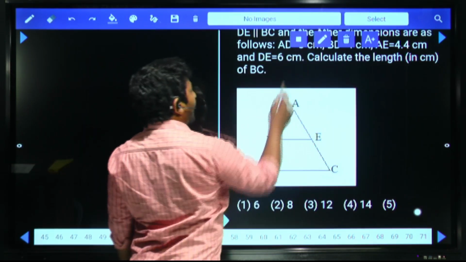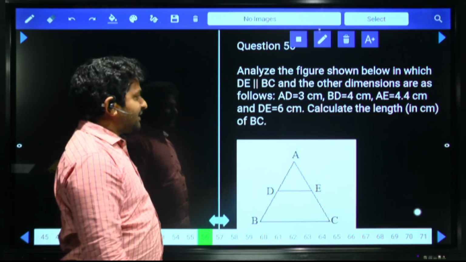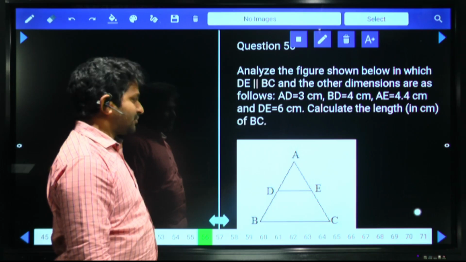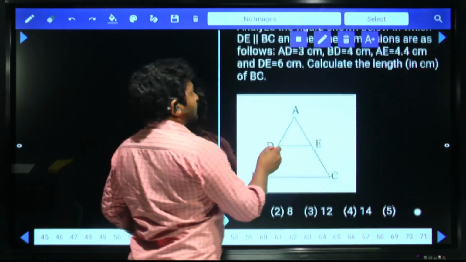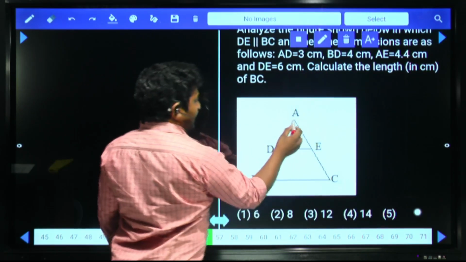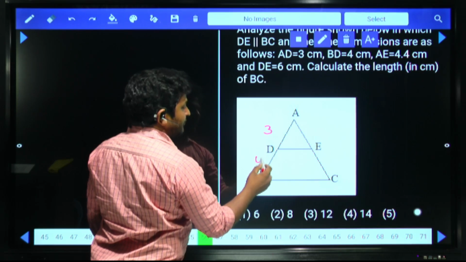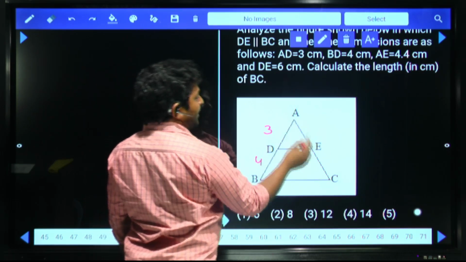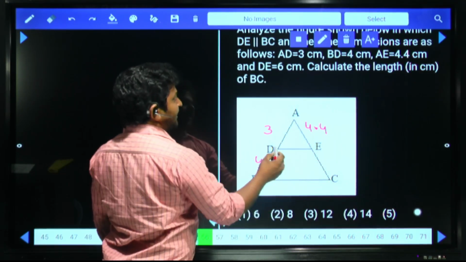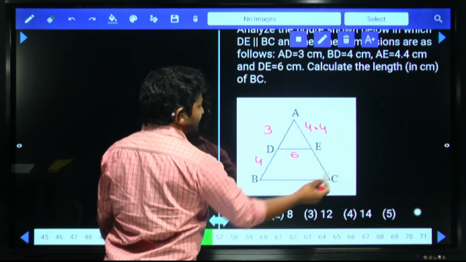Next, analyze the figure given below in which DE is parallel to BC and the other dimensions are as follows. AD is 3 centimeters, BD is 4 centimeters, AE is 4.4 centimeters, DE is 6 centimeters. Calculate the length of BC.